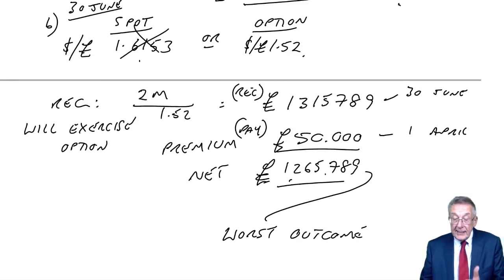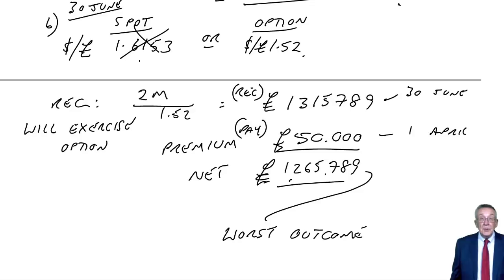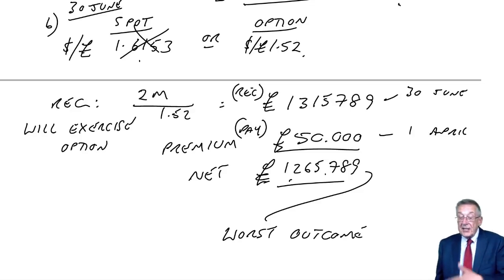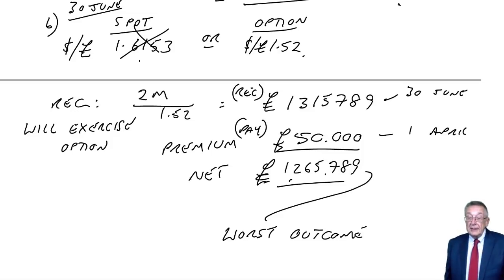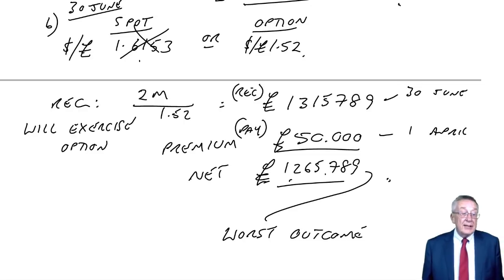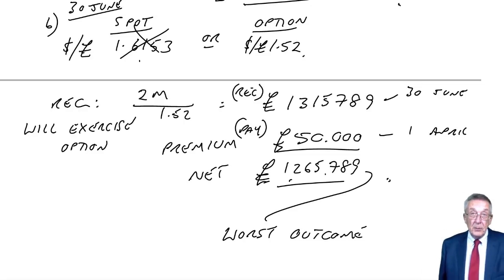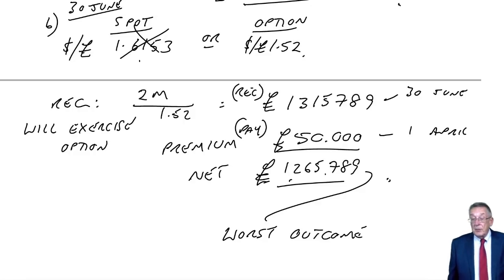Because if ever the spot rate in this question is more than 1.52, we'll exercise the option. So it doesn't matter if spot is 1.6, 1.7, 1.55, 1.9, whatever, we'll exercise the option. The worst that can happen is that what's there. If the rate is less than 1.52, then of course we'll take advantage of it and we won't exercise the option. So I think you'd agree that's lovely, but I hope you agree that's pretty straightforward.